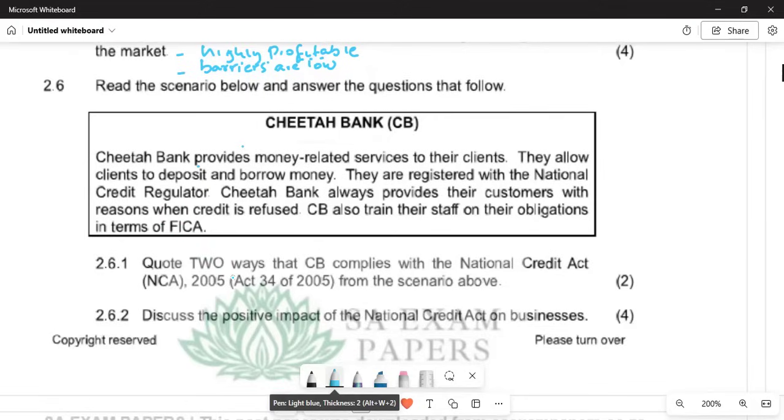So now we are to quote two ways that CB complies with the National Credit Act, Act 34 of 2005, from the scenario above. So we are to quote from the scenario two ways in which CB, Bank, complies with the National Credit Act. As we can see, it says that they are registered with the National Credit Regulator.